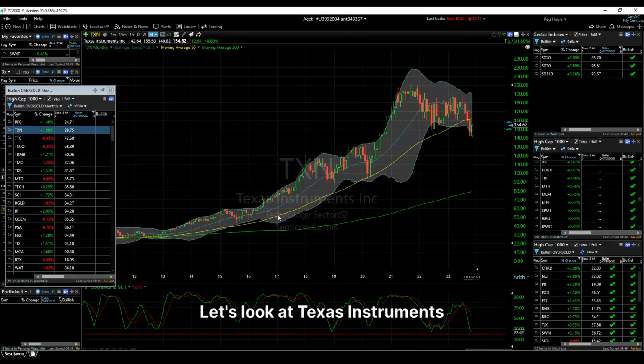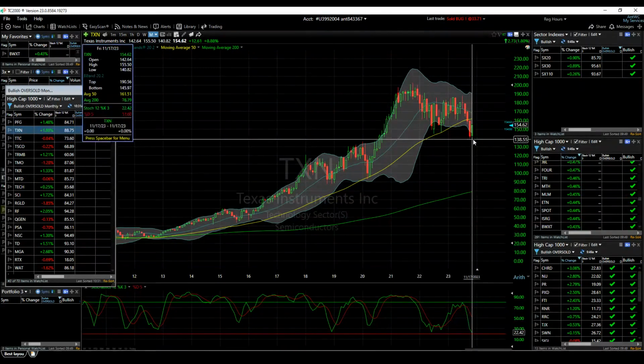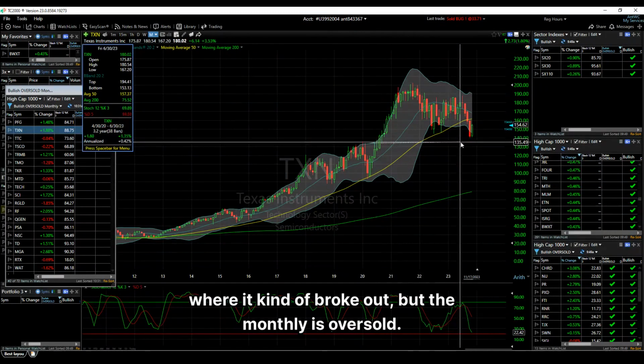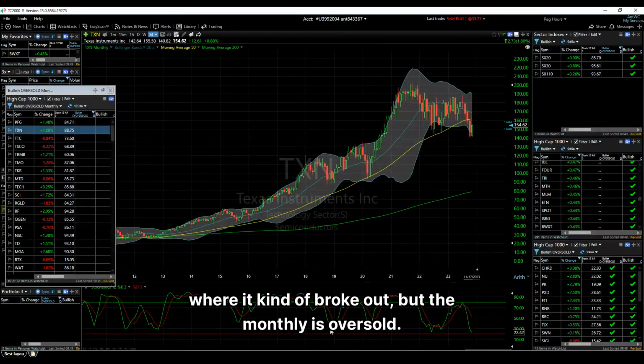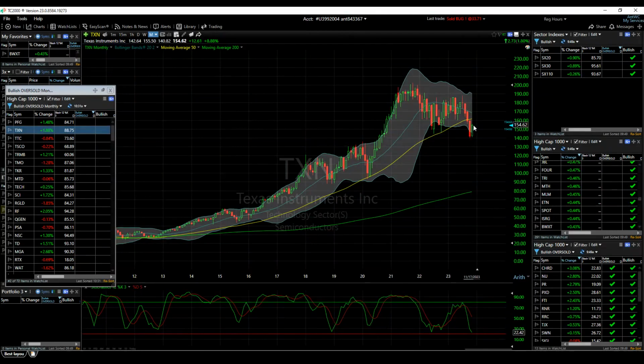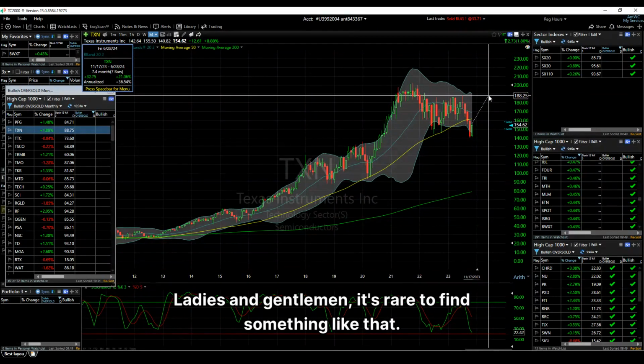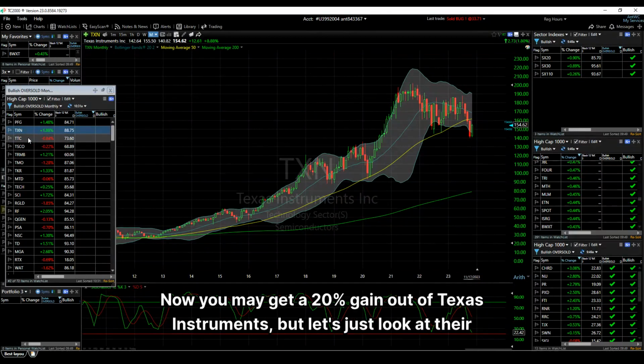Let's look at Texas Instruments. That is a company that, man, I wish it would have. You got some support right there where it kind of broke out, but the monthly's oversold. Ladies and gentlemen, it's rare to find something like that. You may get a 20% gain out of Texas Instruments.